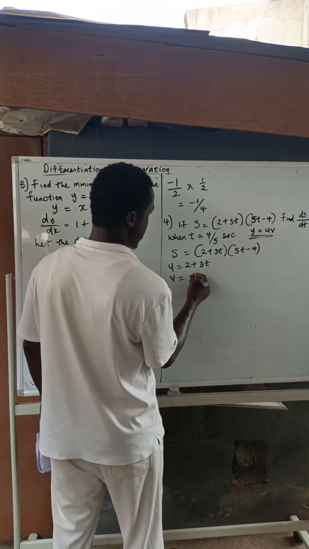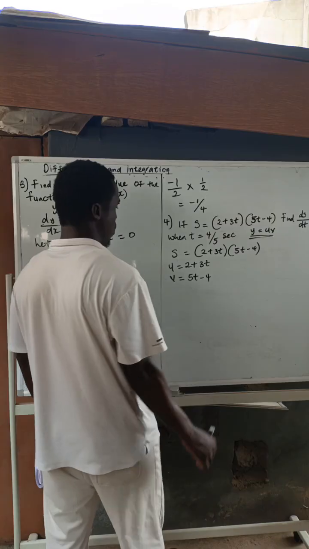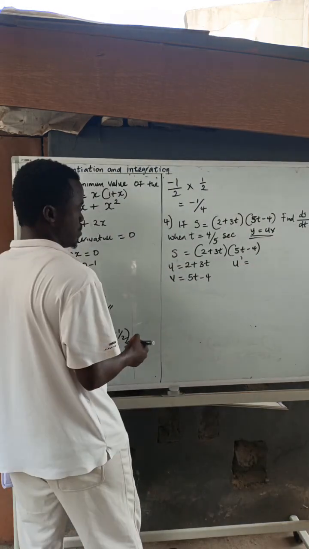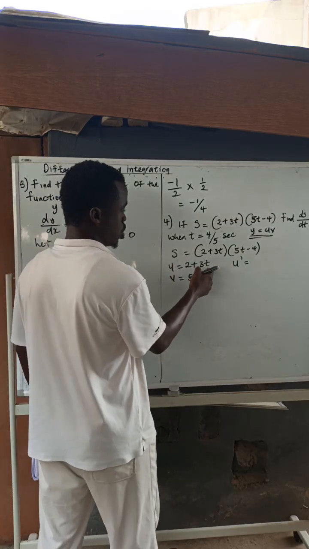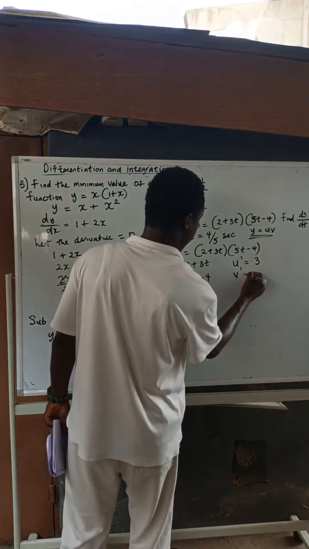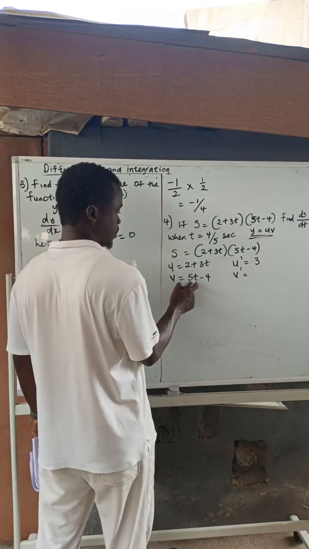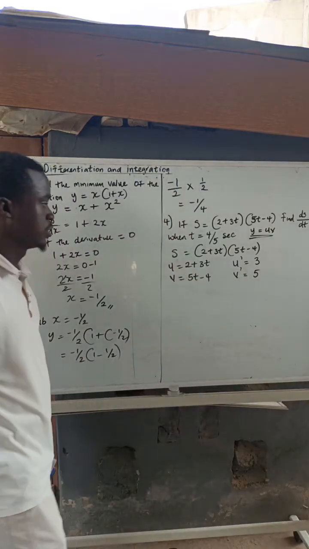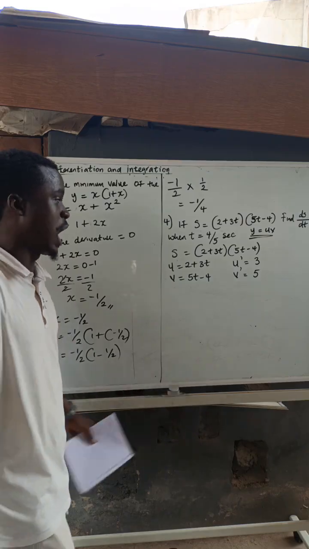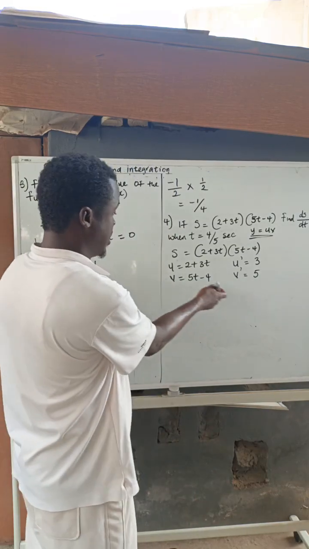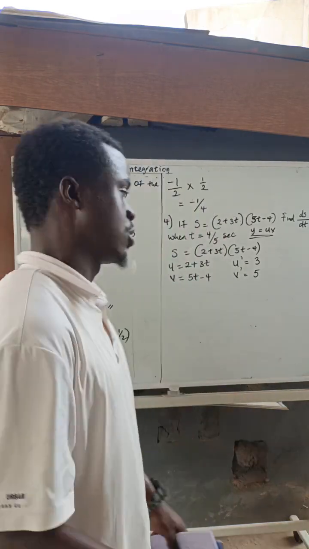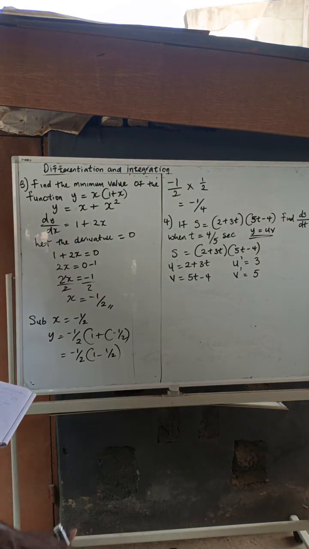My v is 5t minus 4. So I'm going to expand this one now. My u prime, don't forget that you don't need these two. And don't forget that this one becomes 3. And my v prime becomes 5 as well. By now, I'm expecting that you should have understood how I differentiated this already. But if you don't, you can always contact me and ask further questions.